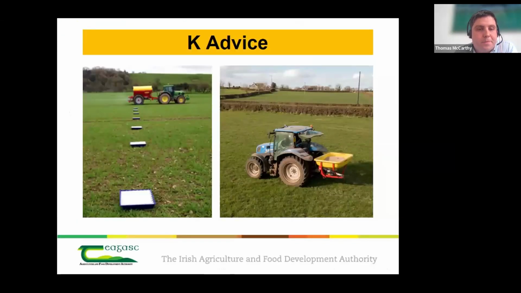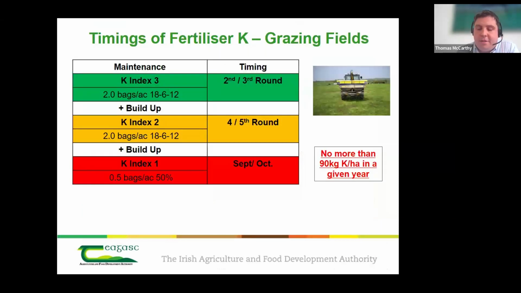Just in terms of some fertiliser K advice, some timings for fertiliser K in the grazing platform. So really, I suppose it's well known at this stage we want to try and get into index 3 and to maintain that level of soil K fertility. So the way we would objectively aim to maintain that would be to use 2 bags to the acre of 18-6-12 in the second or third round.